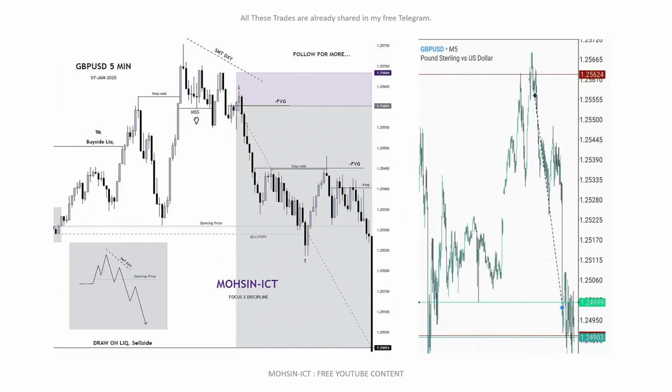Next example, pound dollar 5 minute chart. You can see right here we have taken some buy side liquidity. We have clear draw on liquidity right here. We also have a beautiful schematic right here, which I have created myself only for you guys. You can see we have SMT as a very important point of the model, which I have included in this schematic right here. This SMT is the whole reason why we are trading this. There's no SMT, there's no trade.